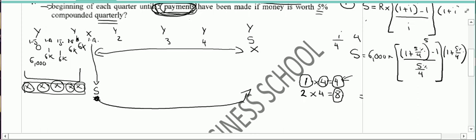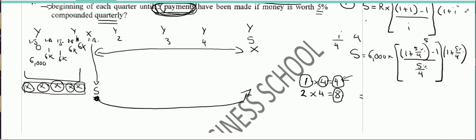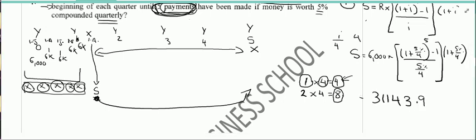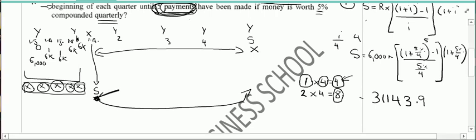It will be 31143.9. Now this value is over here, 31143.9. We have to take it forward 5 years.